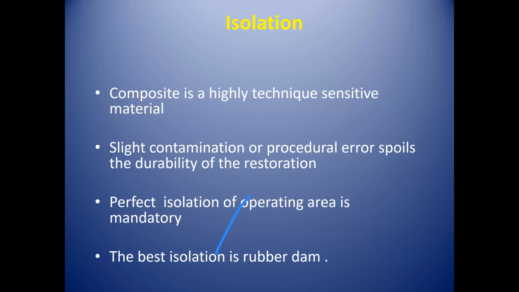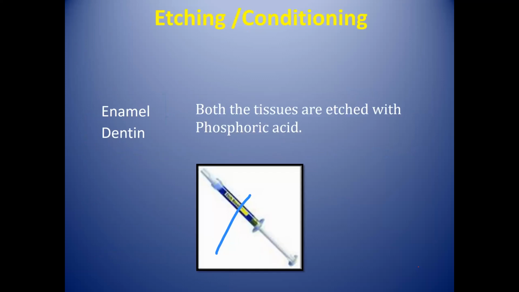Isolation is very important in composite for moisture control. Composite is a highly technique sensitive material. Slight contamination or procedural error spoils the durability of the restoration. It may lead to bonding failure. Rubber dam is ideally used for isolation while using composites.